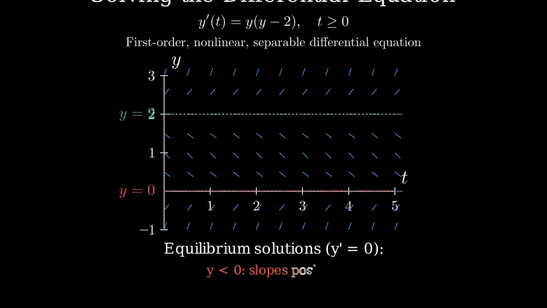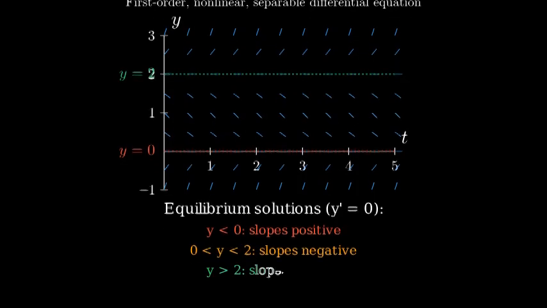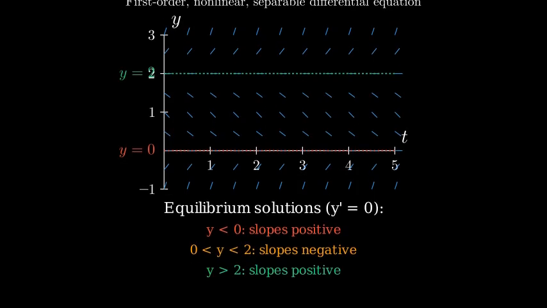When y is less than 0, the slopes are positive, indicating solutions are increasing. When y is between 0 and 2, the slopes are negative, so solutions are decreasing. And when y is greater than 2, the slopes are positive again, so solutions are increasing.